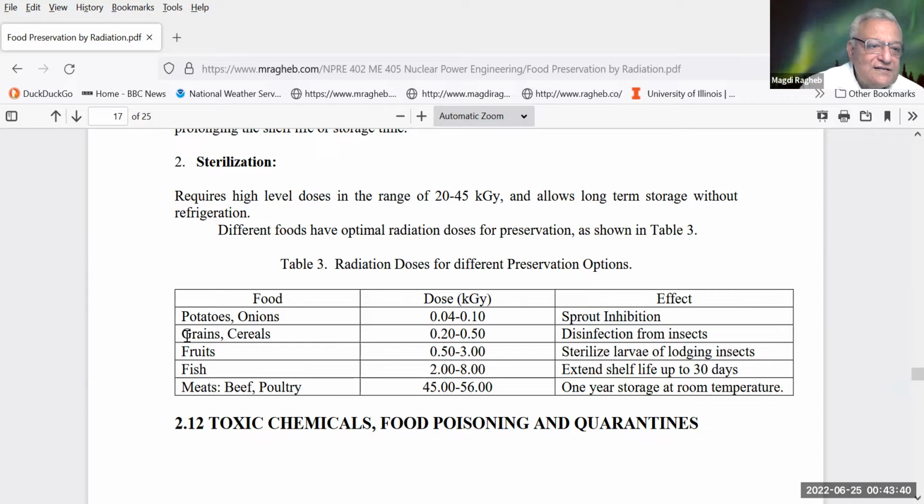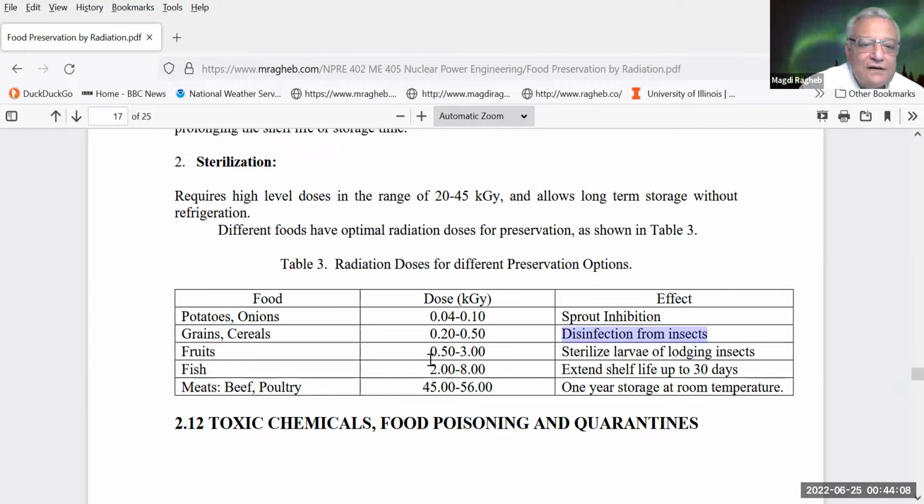For grains and cereals, of interest to us here in the Midwest, since we produce grains and store them in those huge silos that you see by the side of the roads in villages around town, you'll find that 0.2 to 0.5 kilogray dose can disinfect them from insects. And here we protect our food supply from insects that are feeding on our grain.